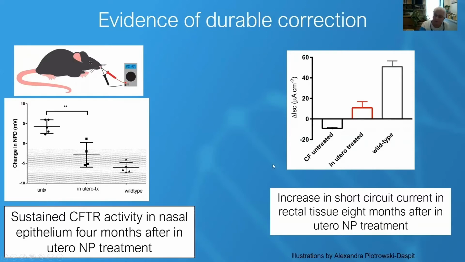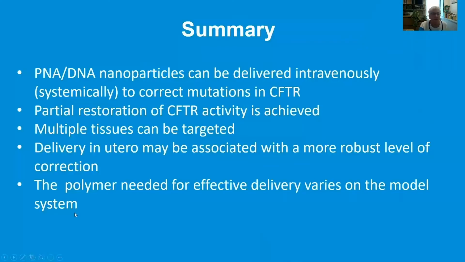And then short circuit current data. If you look at the GI tract, this is rectum 8 months after in utero treatment, and again, this is a single treatment. You can see a modest response that is different from untreated, but not nearly as robust as wild type. But again, it gives us evidence that this may be durable up to 8 months, which is a long time for a mouse. So we have DNA nanoparticles that can be delivered intravenously to correct mutations.